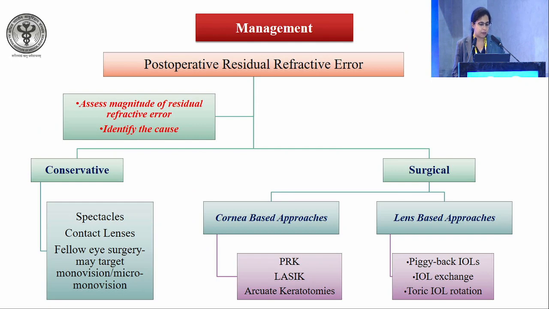Conservative management for minor refractive errors includes spectacles, contact lenses, and fellow eye surgery; you may target monovision or micromonovision to take care of minor residual myopia. Surgical management includes corneal-based approaches: PRK, LASIK, and arcuate keratotomies for astigmatism. Lens-based approaches include piggyback IOLs, IOL exchange, and toric IOL rotation.